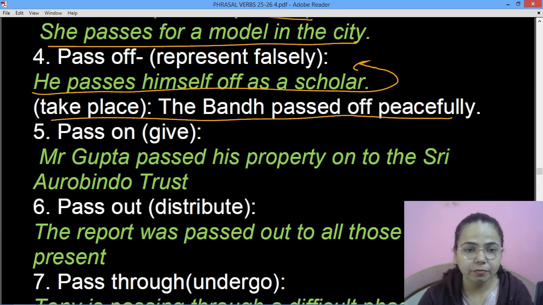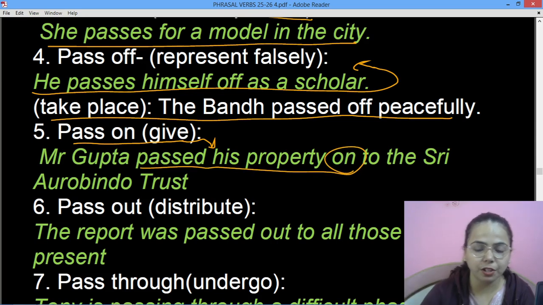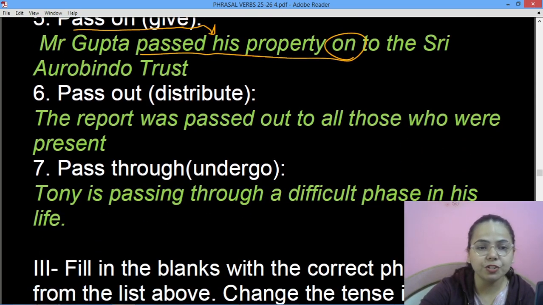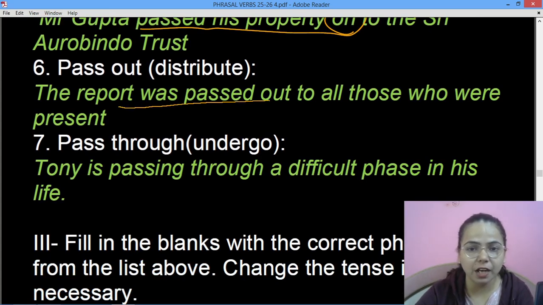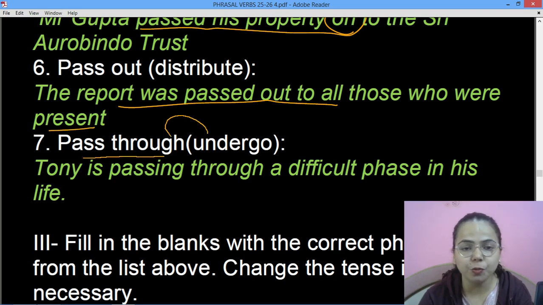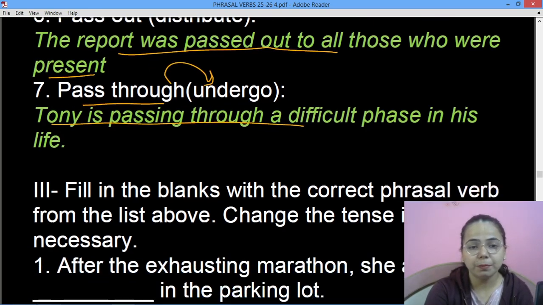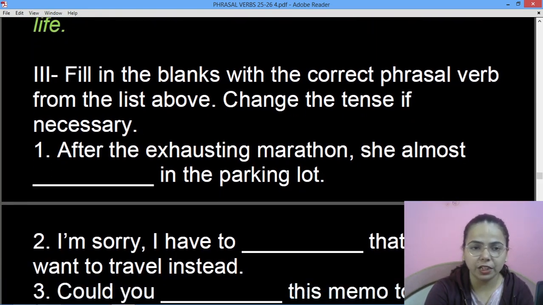Then pass on means to give. Mr. Gupta passed his property on to Sri Aurobindo Trust. Pass out means to distribute. The report was passed out to all those who were present. Pass through means to undergo. Tony is passing through a difficult phase, means the person is struggling from a difficult phase.